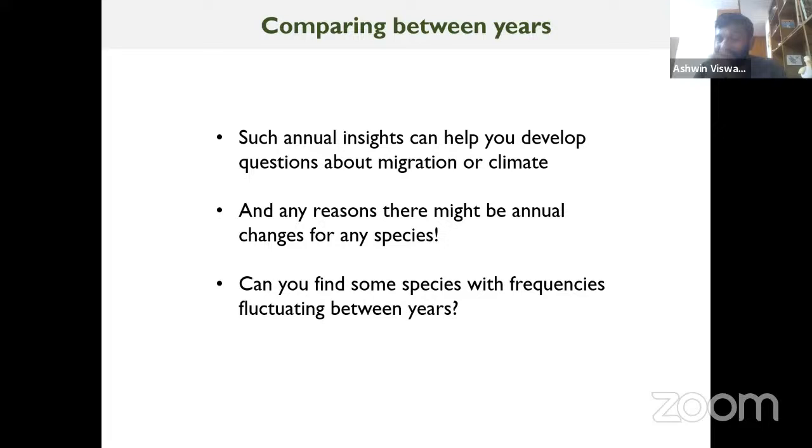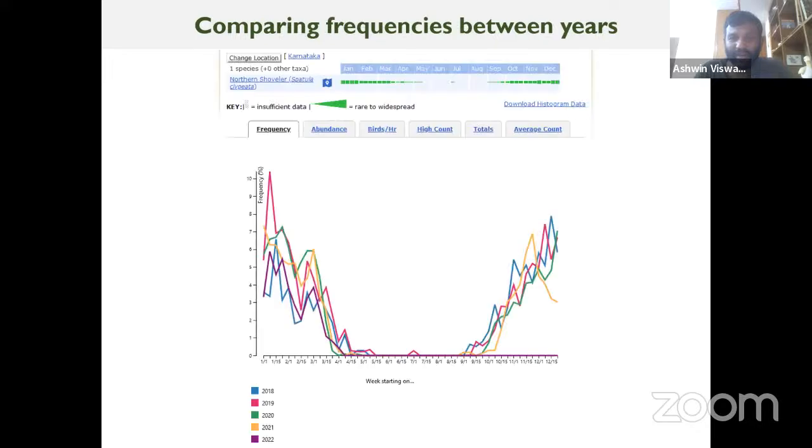And I want you to find some species where frequencies fluctuate between the years. I'll just explain what I mean by frequency over here. So you see this on the y-axis, you see it going from 0 to 10, correct? On the x-axis are the dates. On the y-axis, it goes from 0 to 10. Actually, that can go from 0 to 100. So it's a percentage which will go from 0 to 100. 10% means that in 10% of the checklists in 2019 January first week, this bird was seen in 10% of the checklists uploaded in the whole of Karnataka.